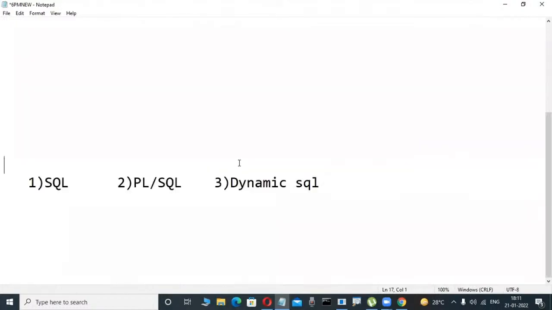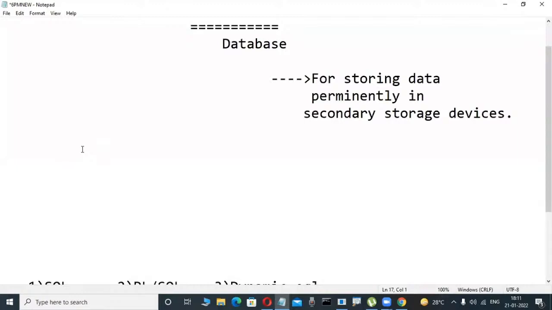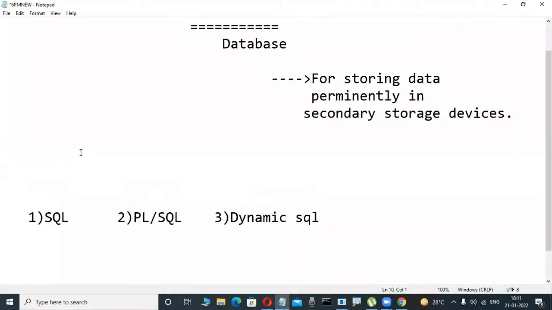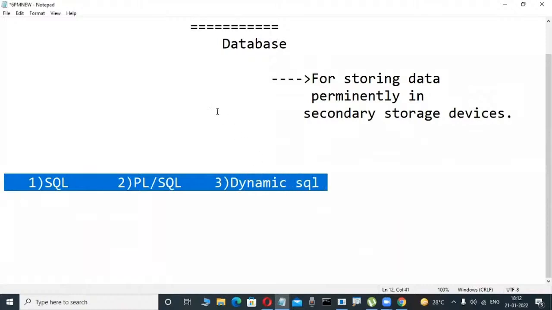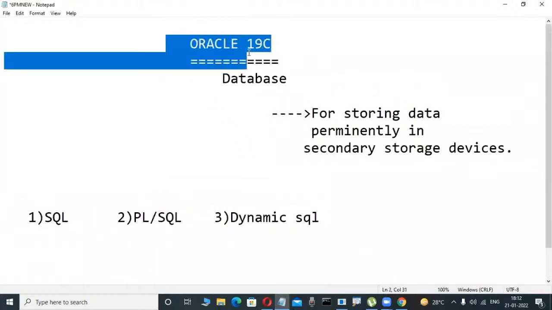That's why, what I told you yesterday: if you want to operate this Oracle software, we are using SQL, Structured Query Language. Another language is PLSQL, Procedural Language extension for SQL. Another language is dynamic SQL. Through these 3 languages, we are operating this Oracle software in your companies.